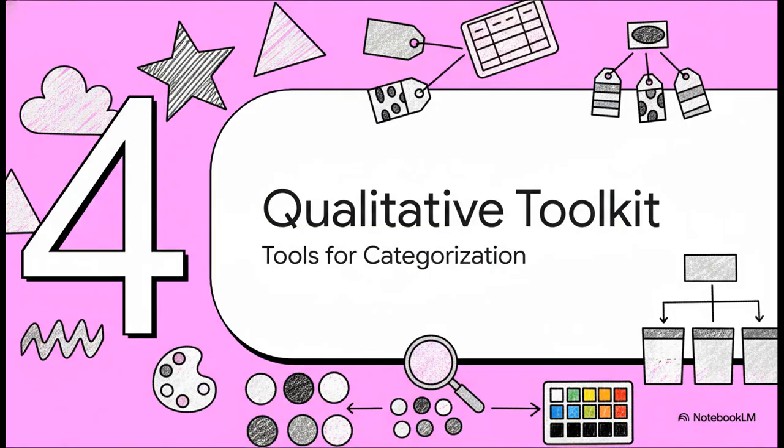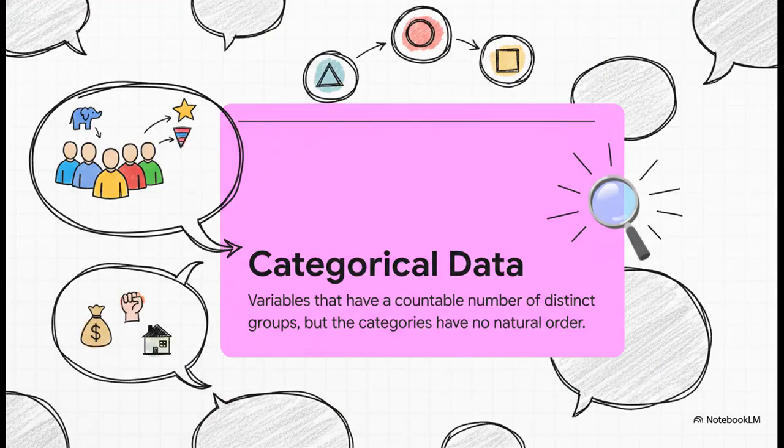All right, let's switch gears and look at the qualitative toolkit. What in the world do we do when our data isn't a measurement or a count, but just a label or a category? Well, this is where we use categorical data. It's all about sorting things into distinct buckets. For a political scientist, that could be party affiliation: Democrat, Republican, Independent. For a criminologist, maybe it's the type of crime: theft, assault, burglary. The key thing to remember here is that there's no natural order or ranking to these groups.